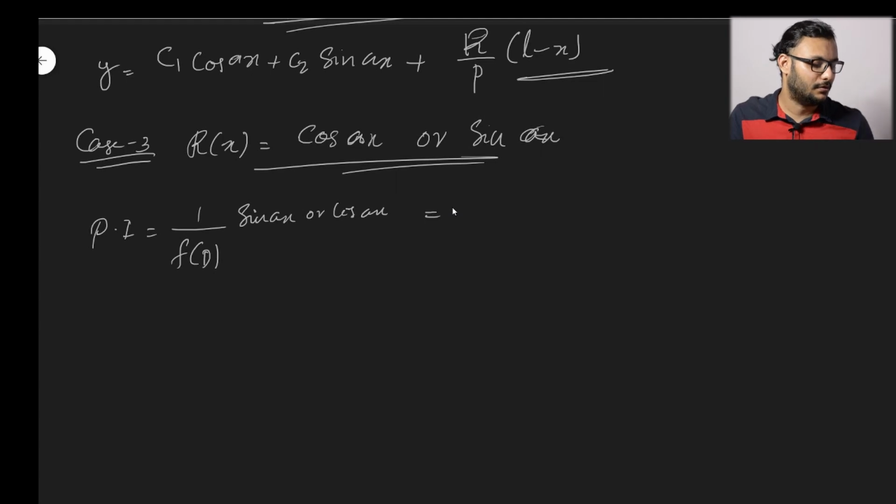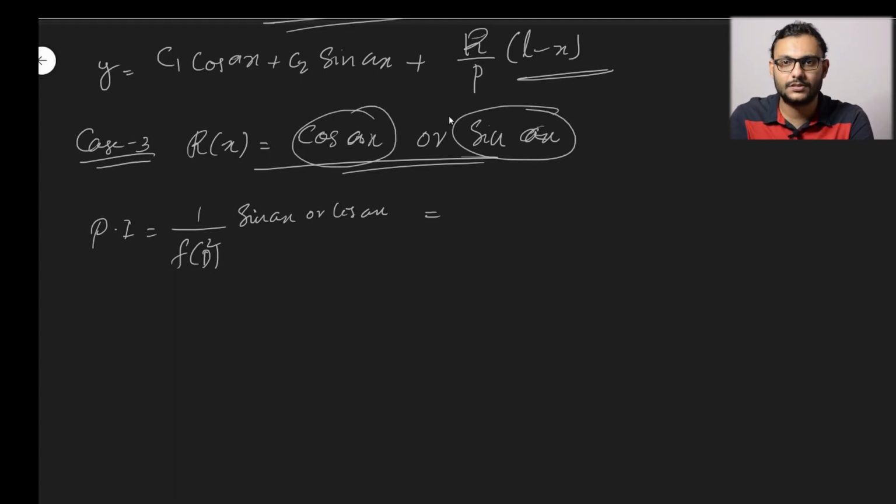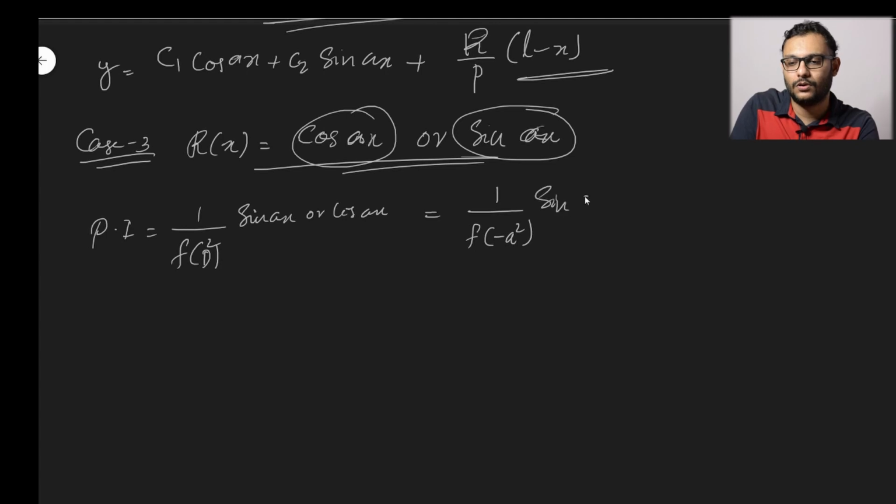Here we are concerned not about f of d but f of d square. That is, simply this means that in these kinds of non-homogeneous equations, where the right hand side term is only sin ax or cos ax, our equation should contain only even powers of the d terms, that is d square, d raised to 4, etc. Since we are dealing with second order differential equations, we will encounter only d square terms. So, be careful that we should substitute for d square, and the result is given by 1 by f of minus a square into sin ax or cos ax, whichever is given. So, keep in mind that we are not substituting d is equal to minus a. No, this is not the case.